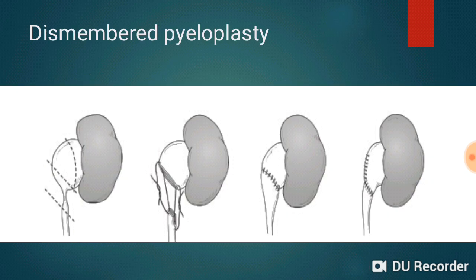Anderson-Hynes pyeloplasty is the most common pyeloplasty performed. It is a dismembered pyeloplasty. It is classically done in a typical obstruction where we can cut off the pelvis and we can anastomose the pelvis to the ureter like that, after spatulating the ureter and reducing the renal pelvis. It is the Anderson-Hynes dismembered pyeloplasty.